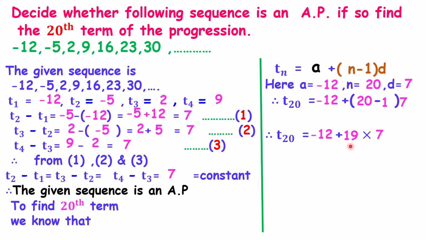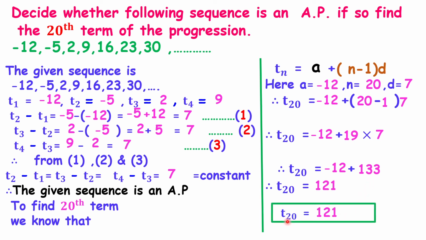Now we have to take the multiplication of 19 and 7. Therefore T20 is equal to negative 12 as it is, 19 sevens are 133. T20 is equal to 133 minus 12, which is nothing but 121. Therefore the 20th term of the AP is 121. Therefore T20 is equal to 121.